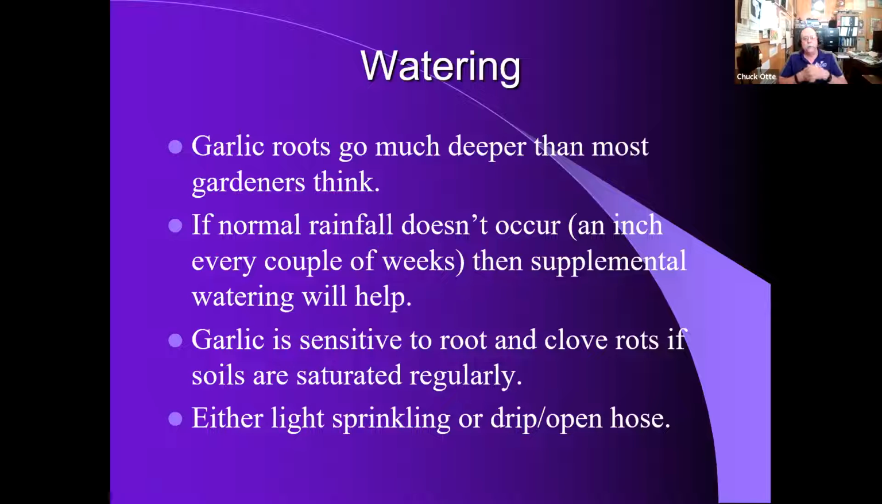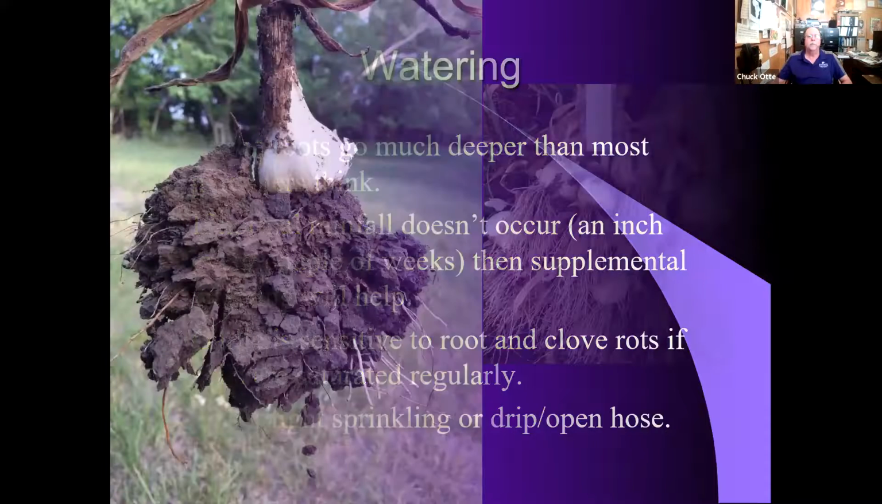Supplemental watering will help. You want to be careful the closer we get to bulbing and towards maturity. If it gets too saturated, root and clove rots are going to happen. Either use a light sprinkler, or what I prefer, a drip hose, or just an open hose going down, gravity flow down the row.